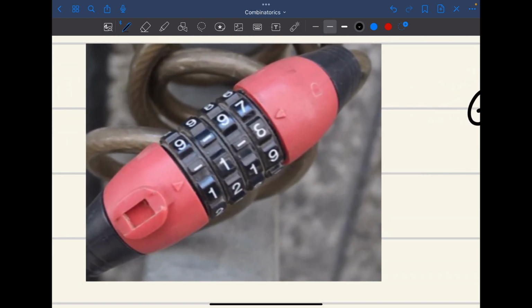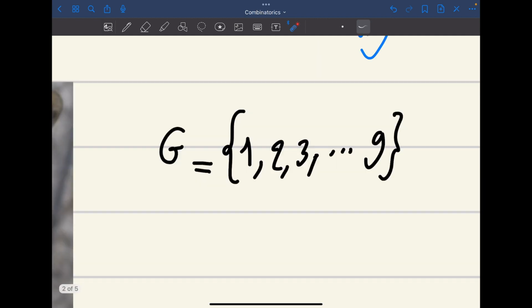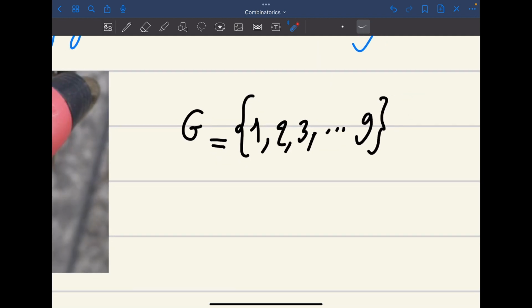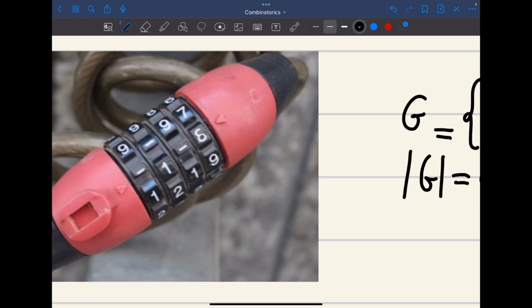First example, let's say you have a lock with 4 places, and for each of these places you have 9 possibilities from 1 to 9. Your basic set for all the possibilities will be 1, 2, 3, 4, 5, etc. till 9. If you look at the number of elements in this set, there would be 9 elements, and this is your n.